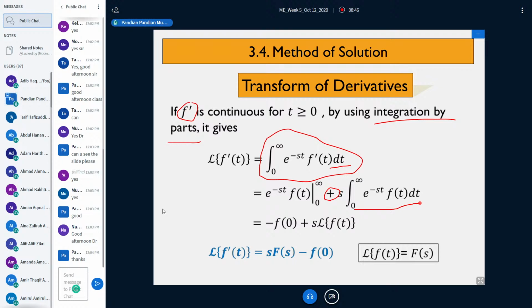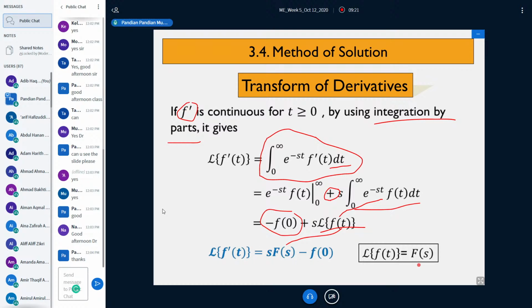But this thing comes back to the Laplace of f(t). Remember, we need not find it, we are just writing the notation for the Laplace of f(t). In this one you substitute t equals infinity, this becomes 0. Minus your t equals 0, this is minus f(0). We don't know the value, we just put it here. And this is s times the Laplace of f(t), but the Laplace of f(t) is F(s).